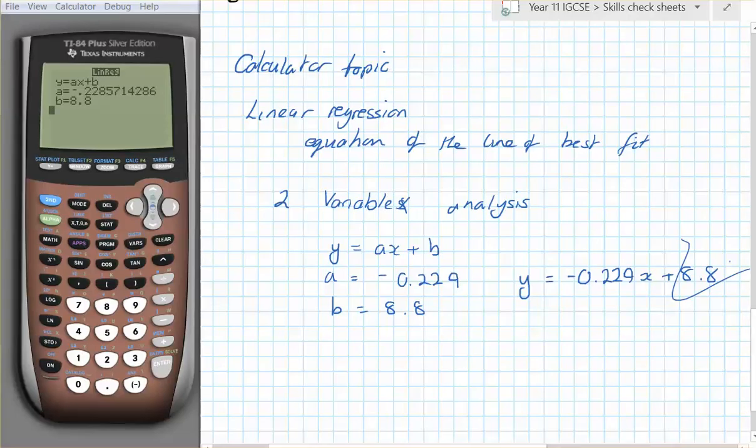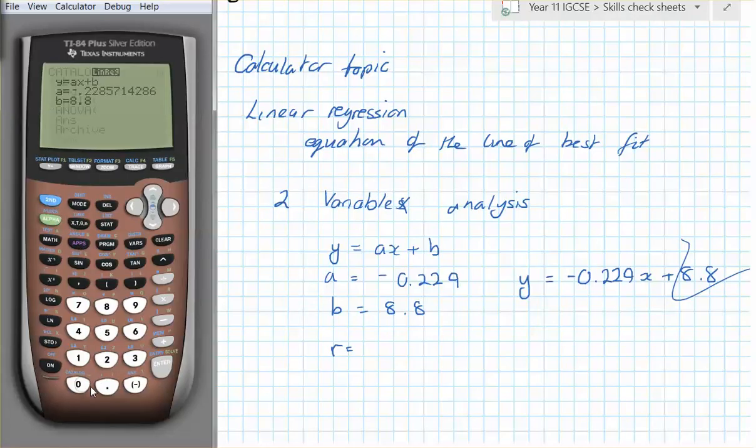What's missing from this screen that we could add to it? The R squared. The R value and the R squared. Do you remember what they are for? The strength of the correlation. And if it's not on my screen, do you remember how to get it? Yeah, so down here, look. Second and zero for catalogue.